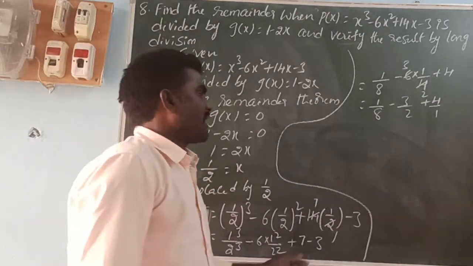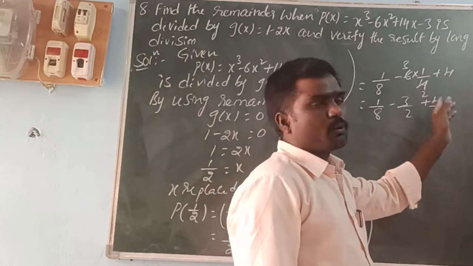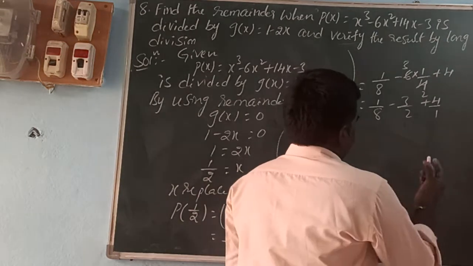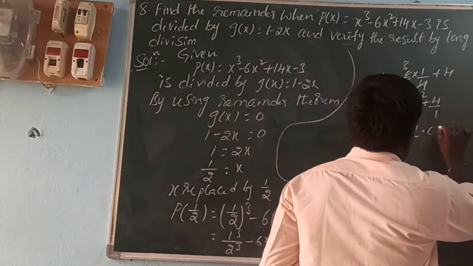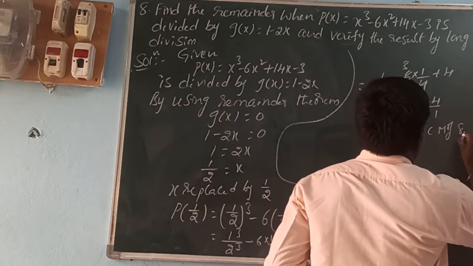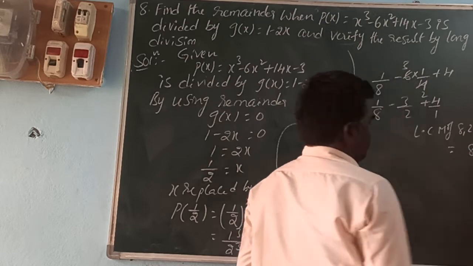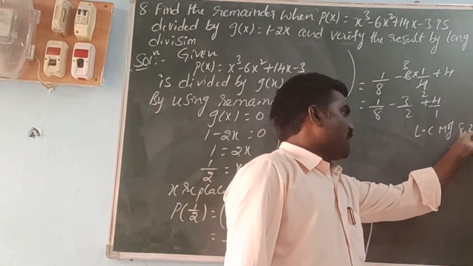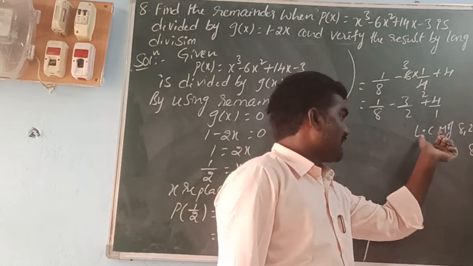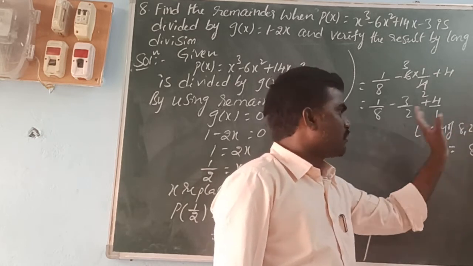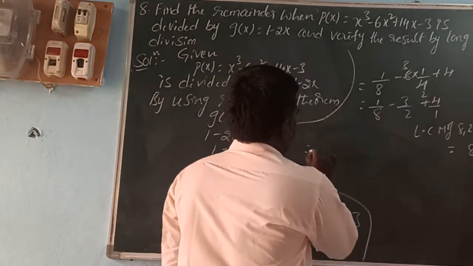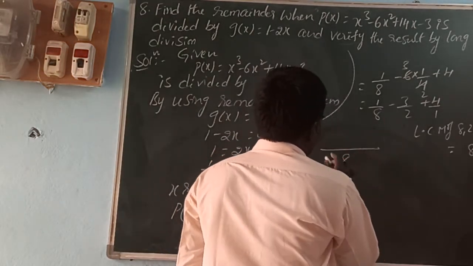So here what are the fractions? 1 by 8, 3 by 2, 4 by 1. So what are the denominators? 8, 2, 1. Here we take the LCM of 8, 2, 1, that is equal to 8. Why can we take 8? Because 8 is a multiple of 2. LCM means least common multiple. The LCM of any two numbers is the lowest common multiple of them.